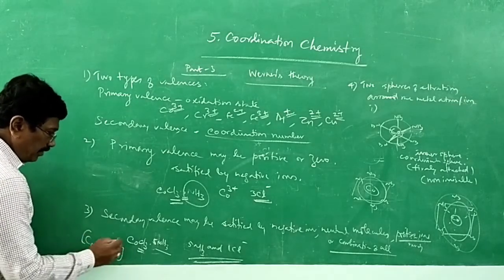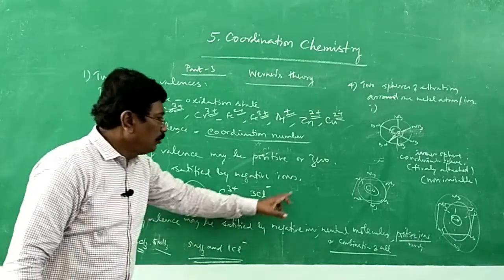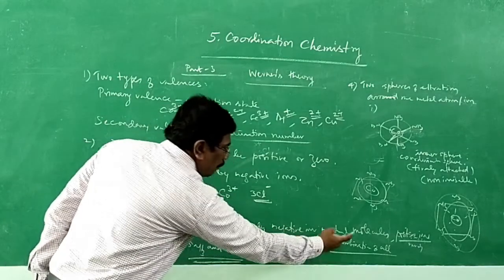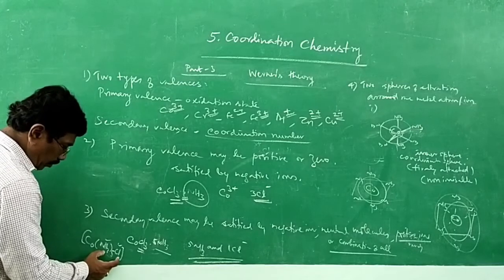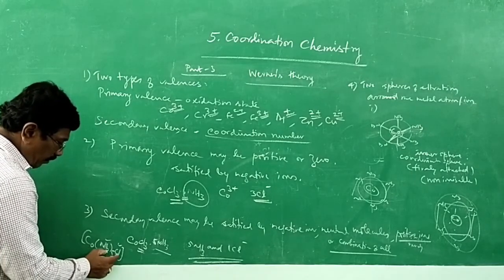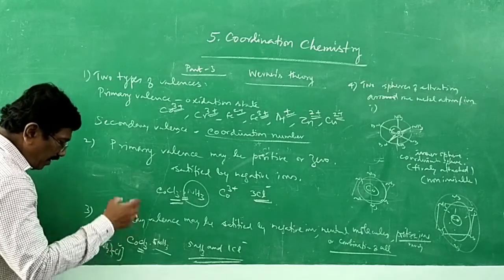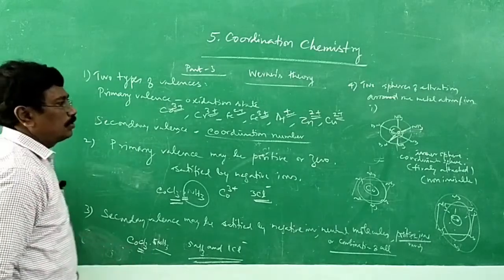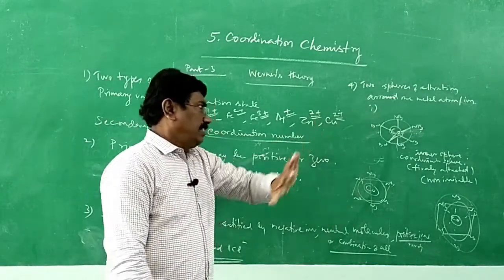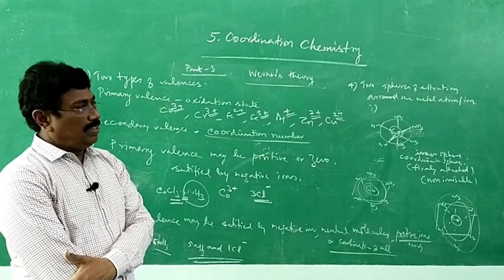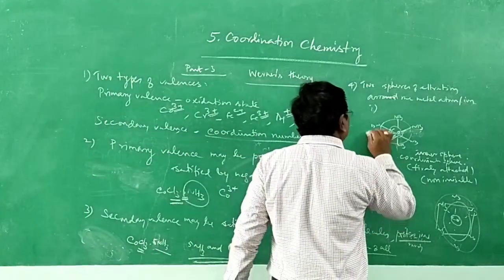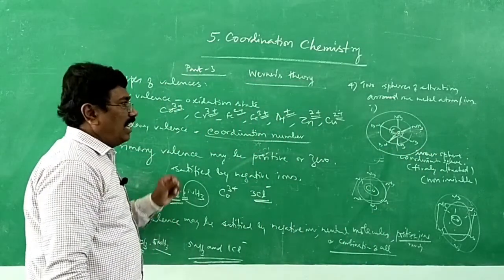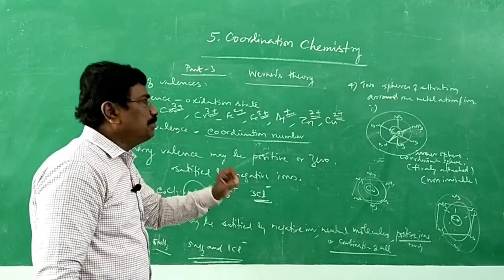Inner sphere. Secondary valence may be satisfied by negative ions, neutral molecules, or positive ions, or a combination of negative ions and neutral molecules together. So 5 ammonia molecules and 1 chloride ion form the inner sphere. It is non-ionizable, within the coordination sphere. That's what Werner mentioned. And in the outer sphere, we have 3 chloride ions, which are ionizable.